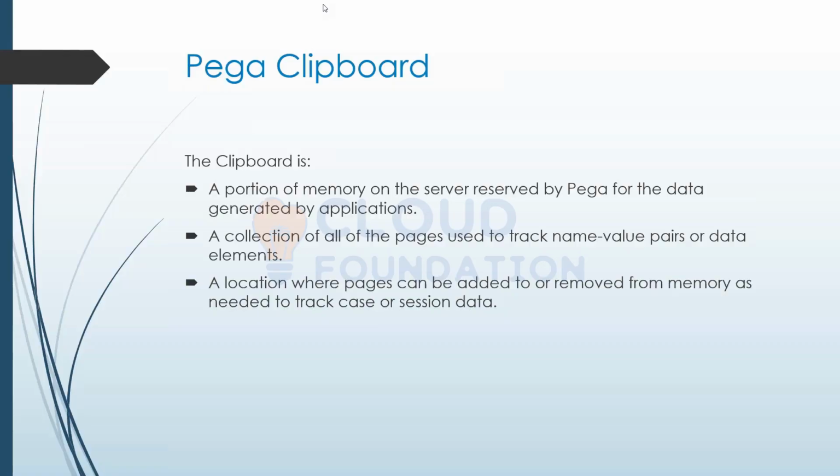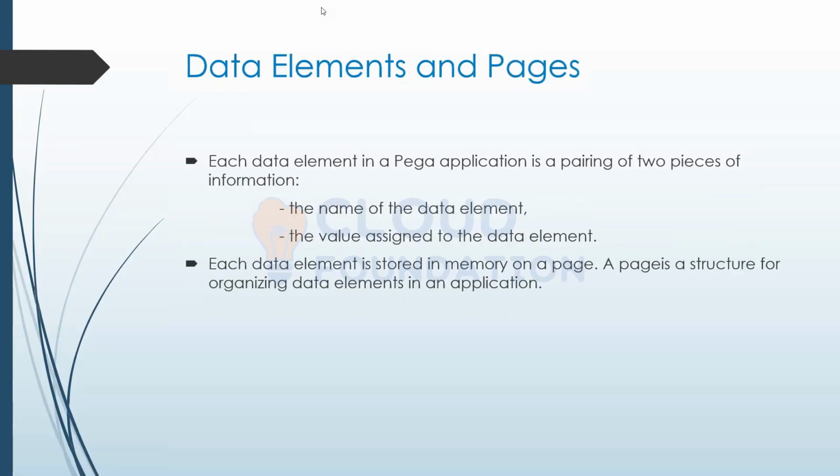And you get to see all the data here in the form of name, value pairs. You will see the name of the element and the value that is assigned to it. Every element, every field that we see is in the form of a name, value pair. Once we look at the structure of the clipboard, we will explore a lot more on this. But let us see how we access it, or where we can access it.